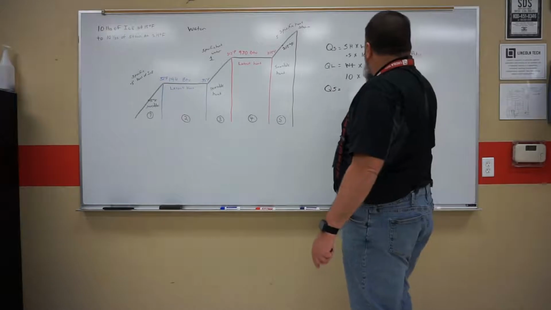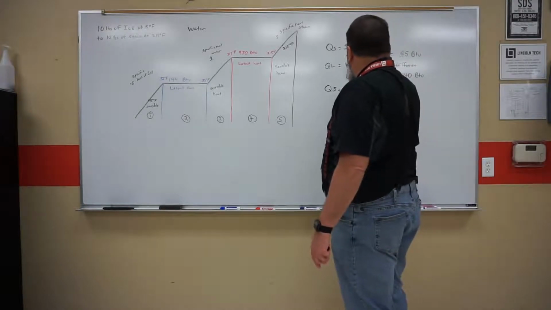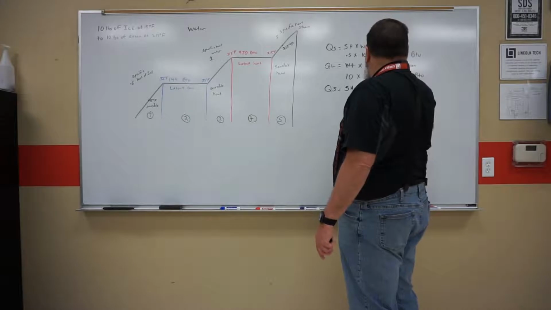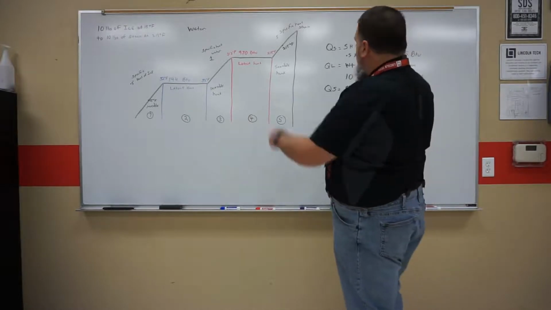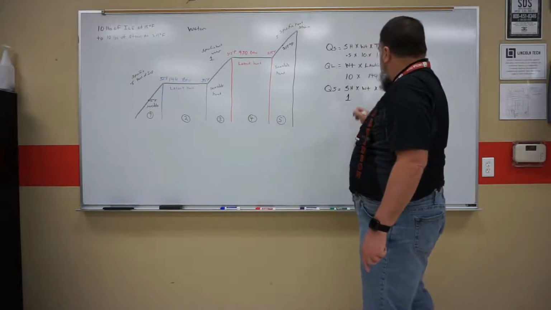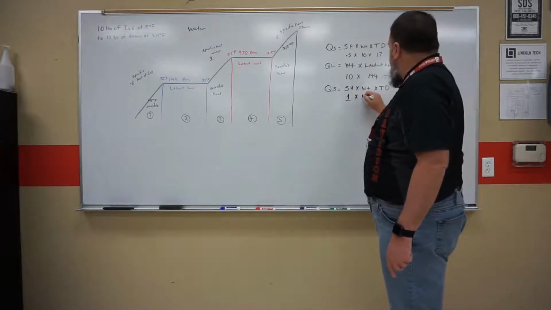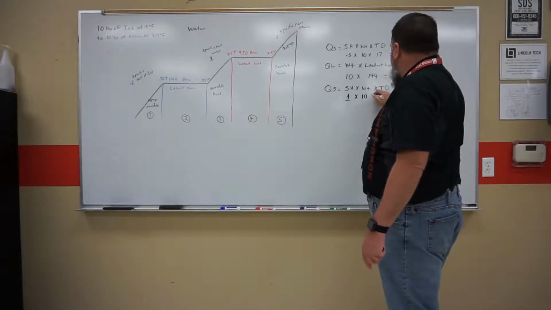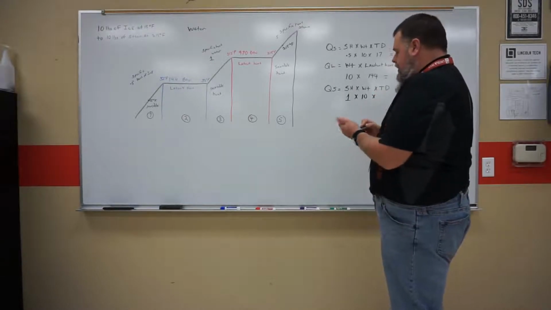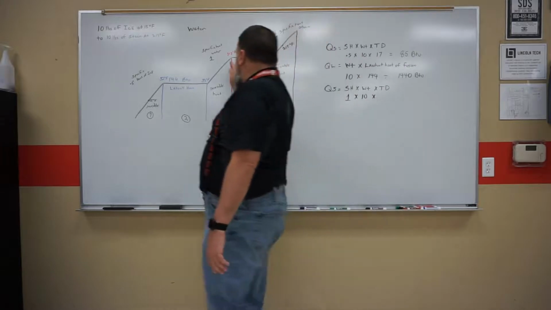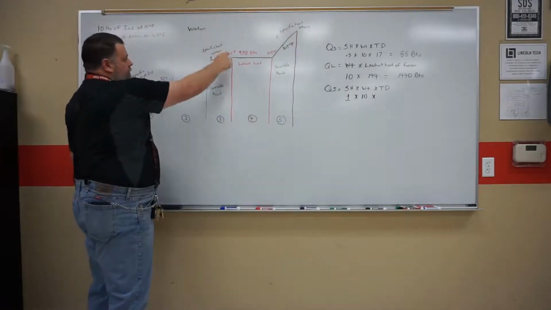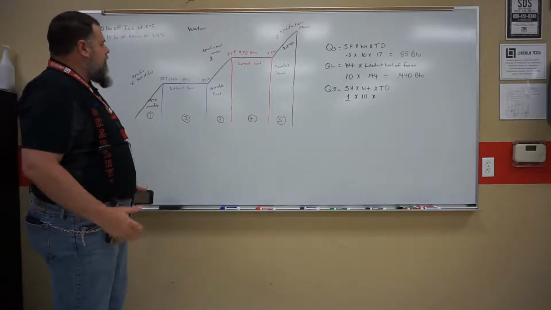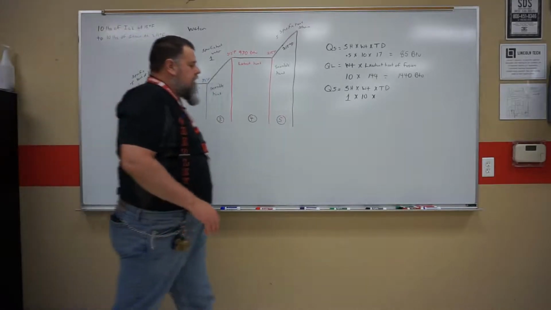So what are we going to do? We're going to do specific heat times the weight times the TD. Specific heat of water is 1. The weight is 10, still 10 pounds regardless of what we're doing. Now we've got a TD. What's the TD going to be here? Well, we've got 212 here and we've got 32 here. So our TD is going to be 212 minus 32, which should be 180.